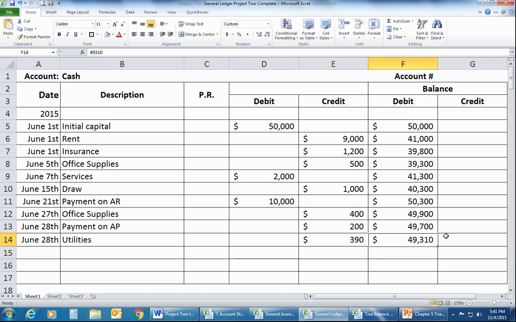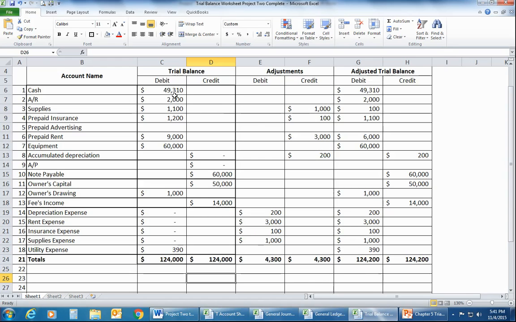What we're going to do at this point is begin to move these accounts into what is called the trial balance worksheet. This trial balance worksheet allows us to look at each of the accounts and their balances and to see if we are in balance with all of the equation. This is something that you're going to do at the end of the month as part of your closing process, and it's going to help you check to see if the entries that you made during the month are accurate. So in this case, cash is going to come across with its balance of $49,310.